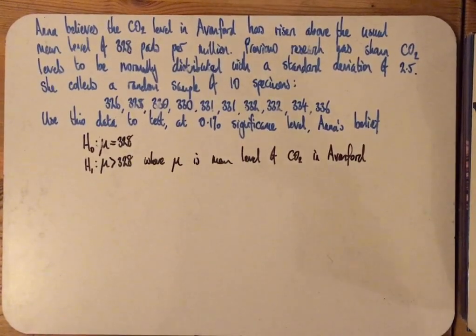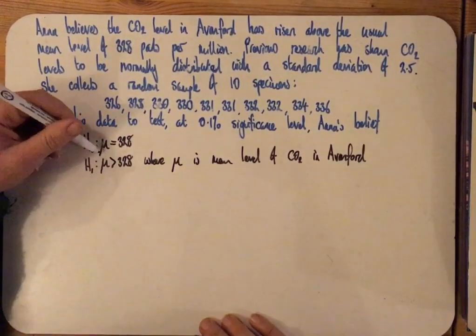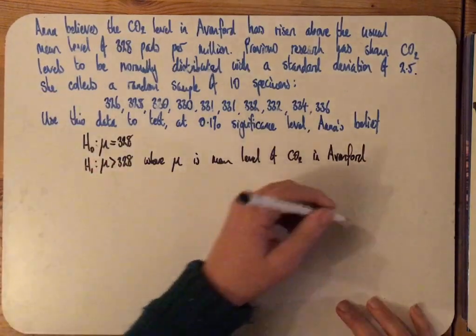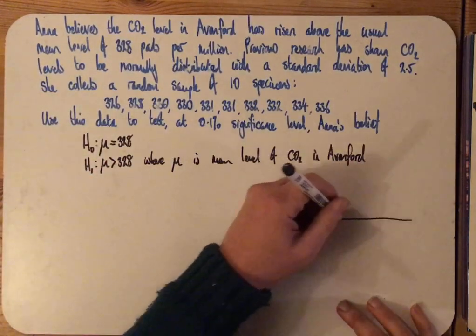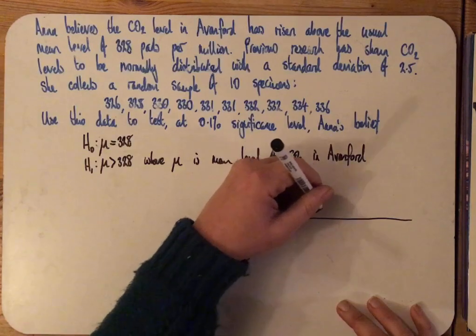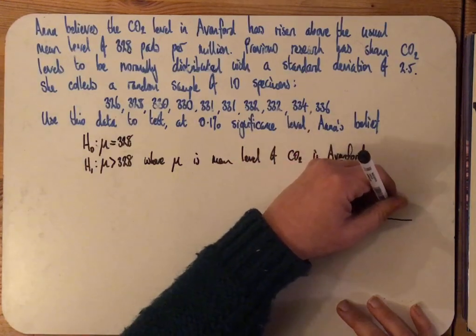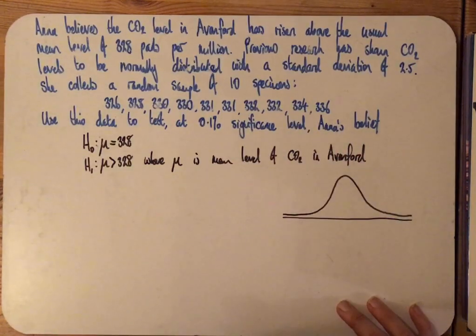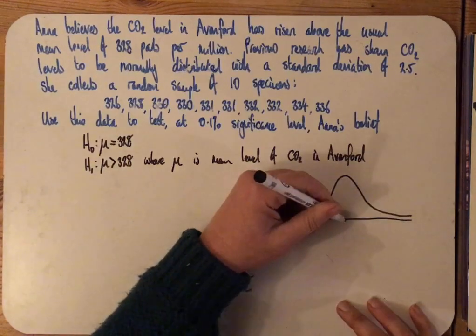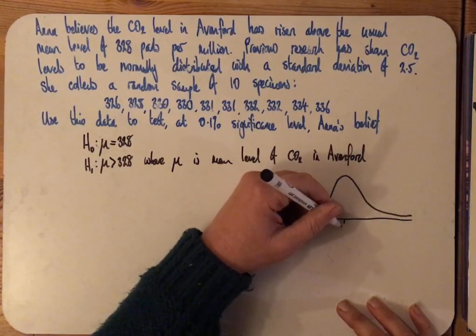And then you find the probability of being in the tail. So here's the normal distribution. We're actually doing the distribution of the means, but don't worry about that. The mean is still 328.